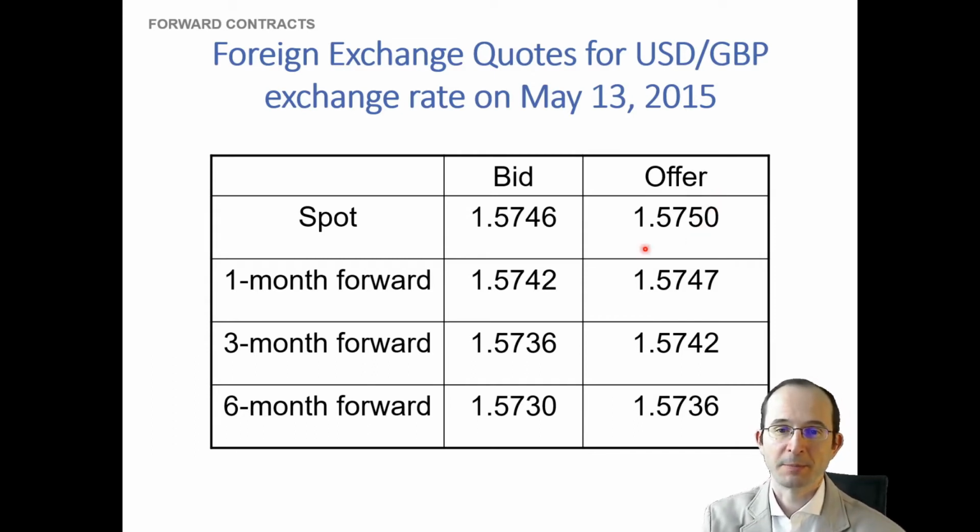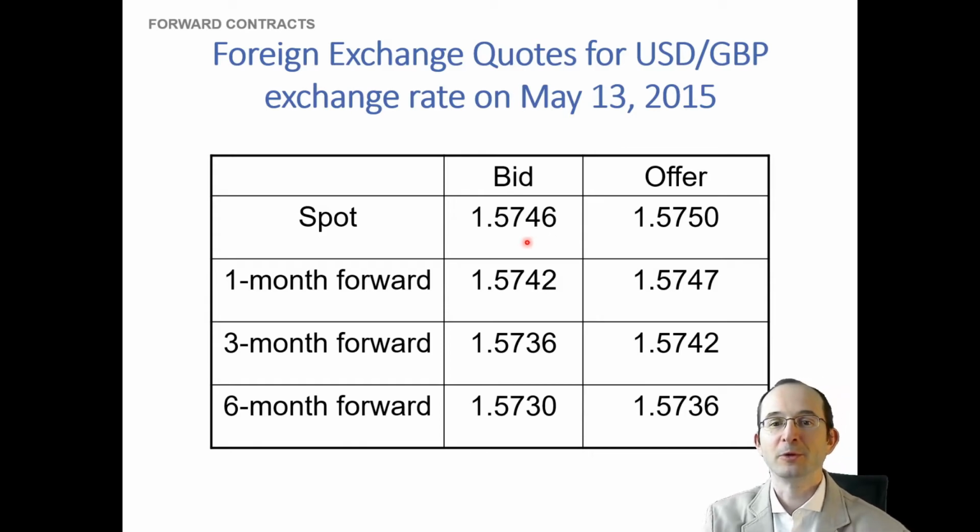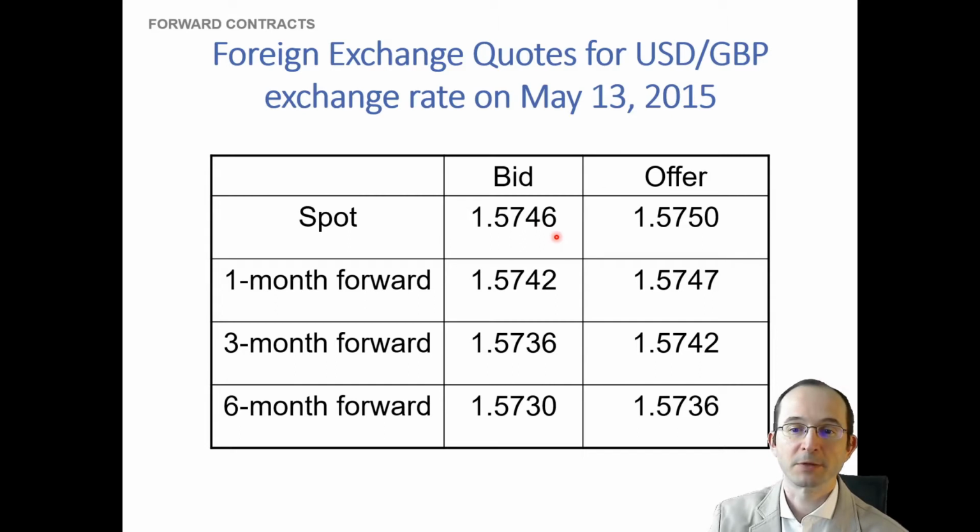So we can see, for example, in the spot market right now, we could buy a pound for $1.575. And if we had a pound to sell, well, we could get a little bit less dollars for that. We could get 1.5746. So it's a relatively tight bid-ask spread, about 0.0004 difference between the bid and the ask.